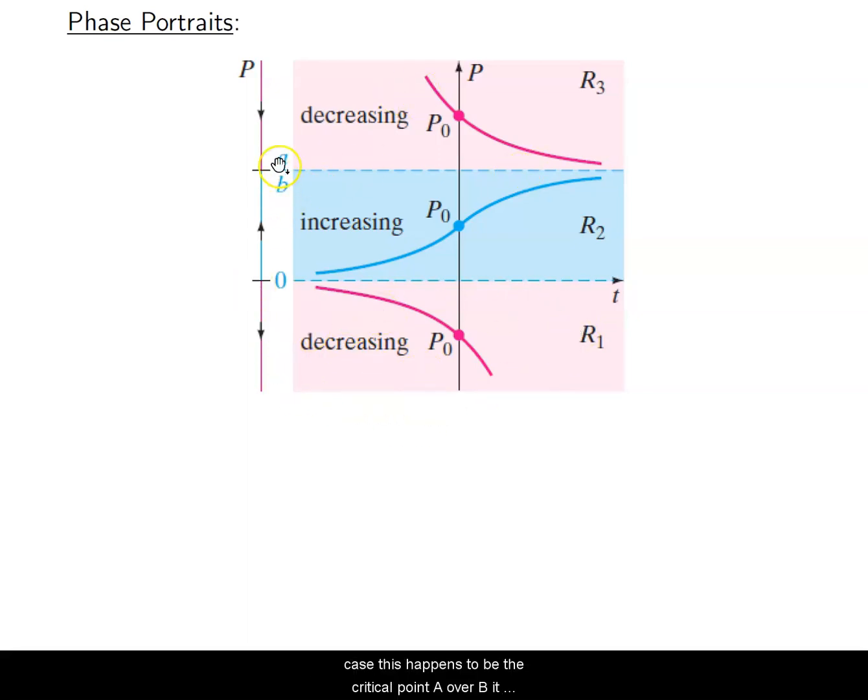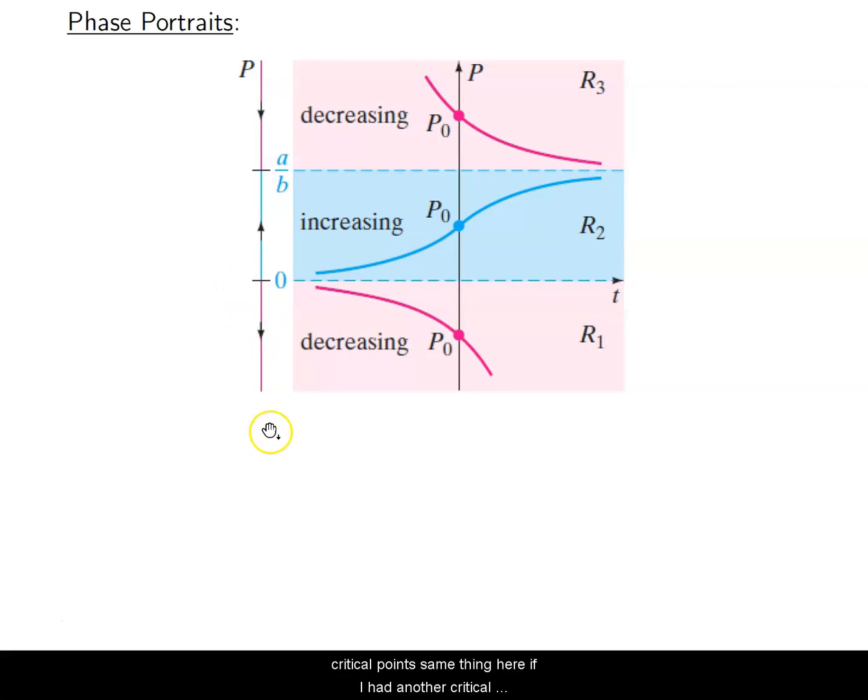So in this case, this happens to be the critical point A over B. It doesn't matter what A and B are in this case. We could have just called this C, but I took this from our textbook, so it has actual values. But let's just say that this was a critical point, call it C1. At this critical point, y equals C, it's always 0. But above it, I will be either always increasing or always decreasing in my slope. Same thing below it. I will always be increasing or always decreasing in this region between critical points.